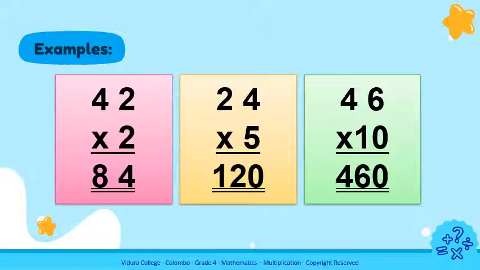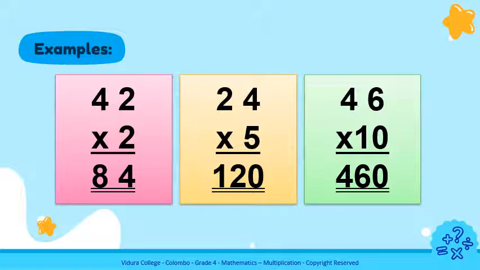When you have to multiply 2-digit numbers by 2, what you have to do is like this. 2 times 2 is 4, so you write 4 down. Then 2 times 4 is 8, so you write it down. Then the answer is 84. Understood? Okay, then 5 times.